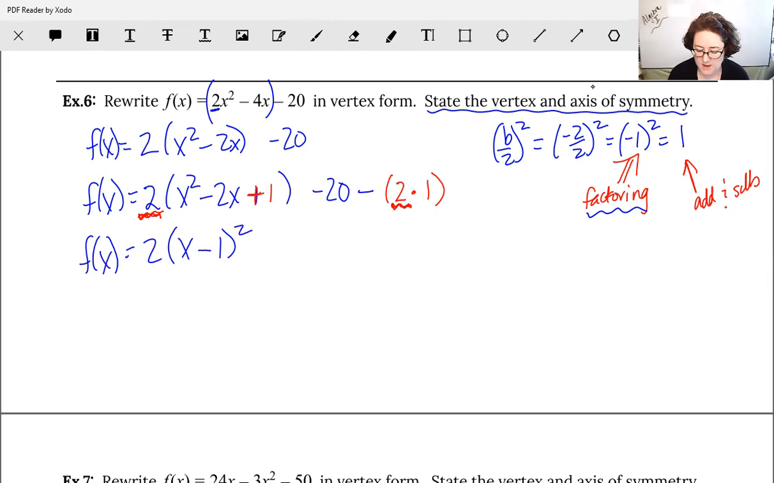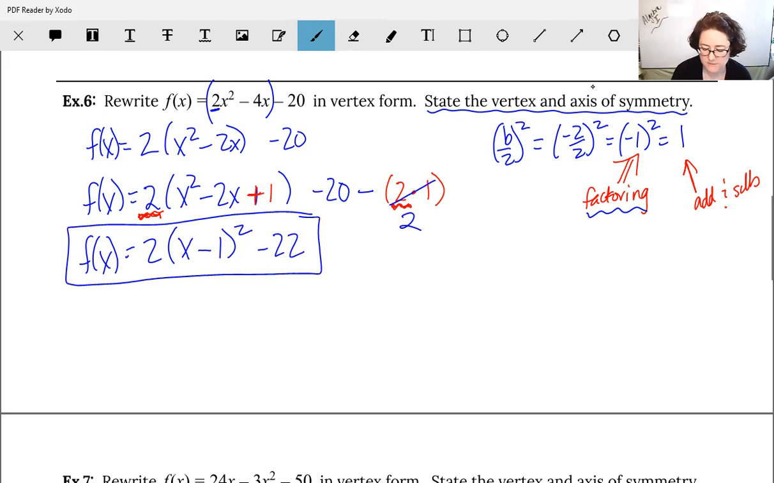Cool. However, now we need to simplify here. This 2 times 1, well, that's just a 2. And so I need to do -20 minus 2. So I'm looking at -22. And there is my final vertex form.